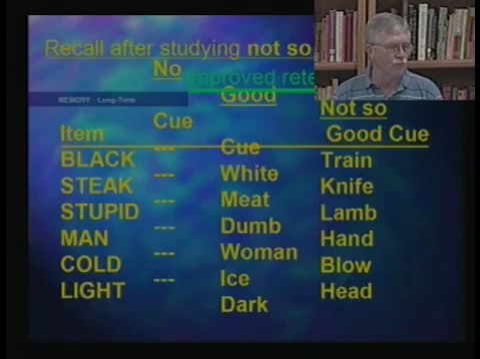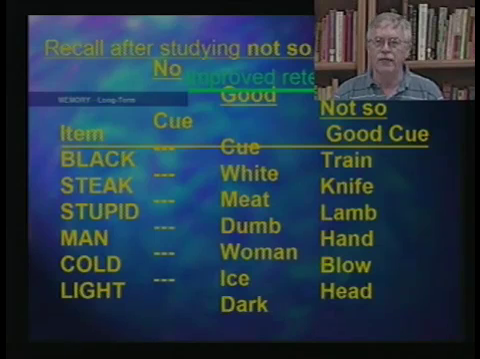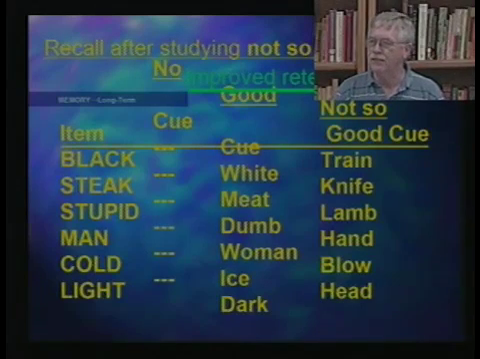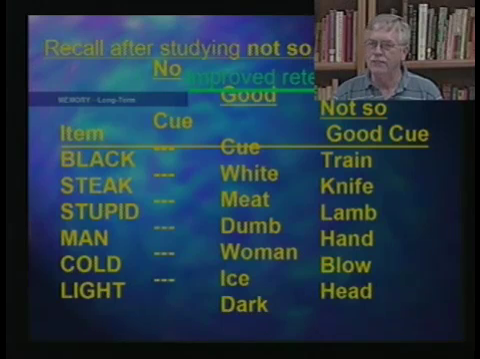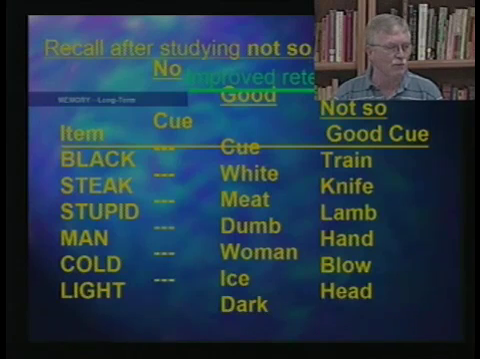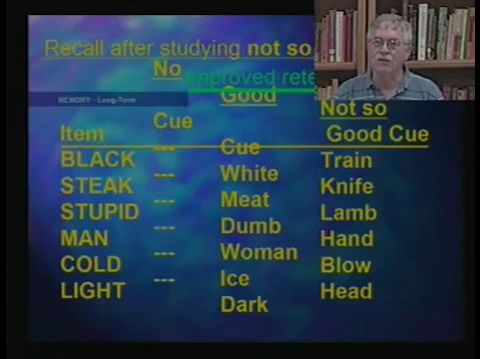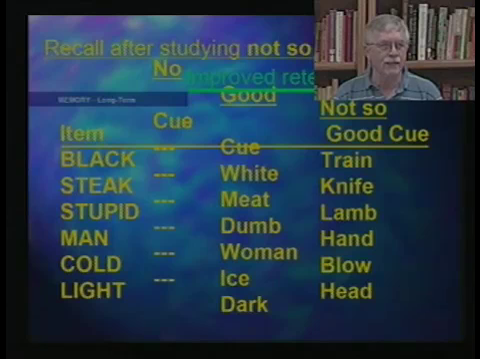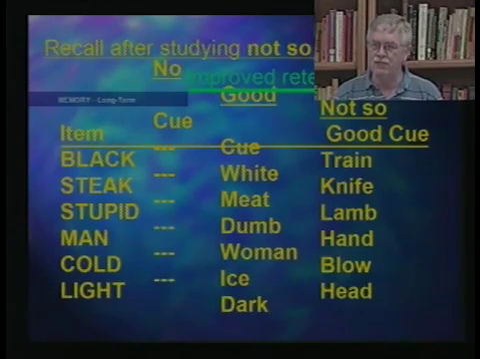Meat, in the same way, related to steak, is not as good a cue as is knife when you have studied knife as the link. So in essence, despite the fact that we've demonstrated separately that words like white, meat, dumb, woman, ice, and dark are good cues, they don't turn out to be as good for cueing recall when the ones you have studied directly are what were previously demonstrated to be not so good cues. But having made that link, those suddenly become the best cues for cueing recall.